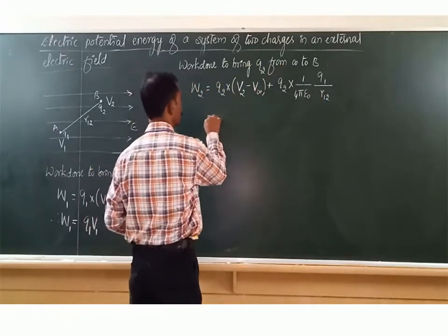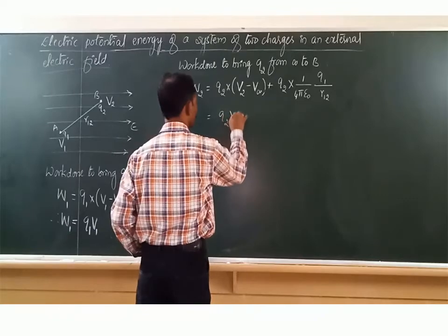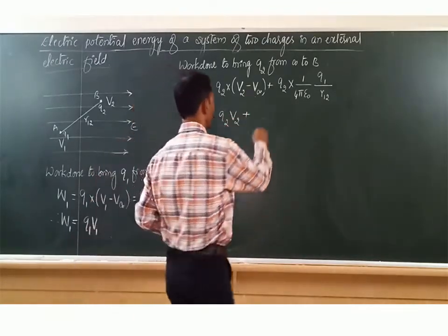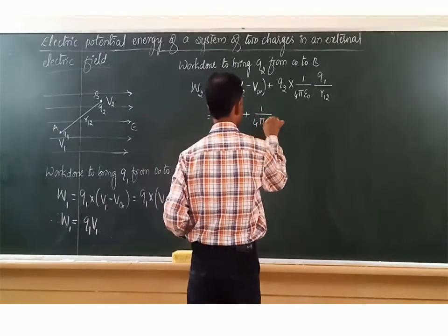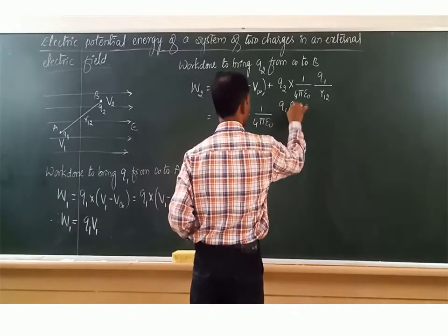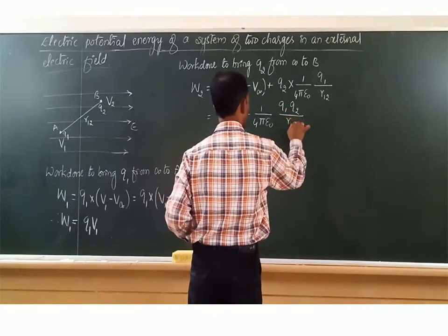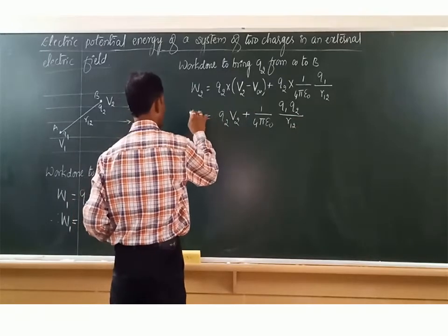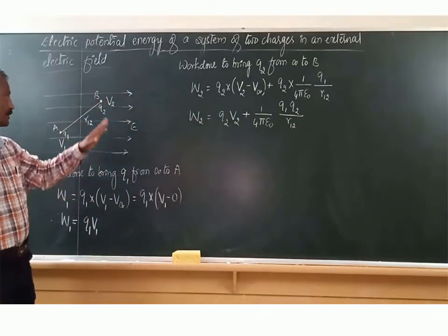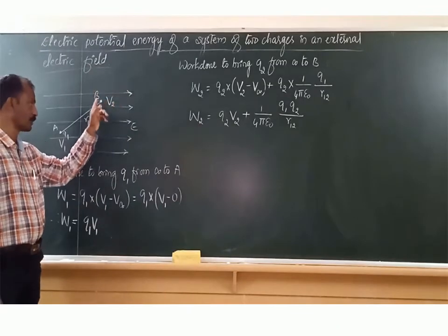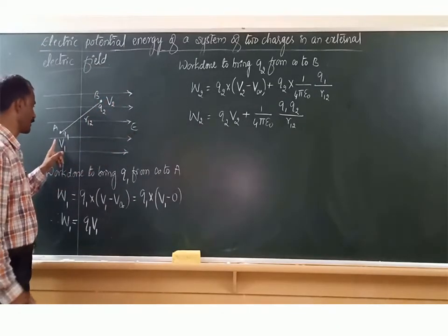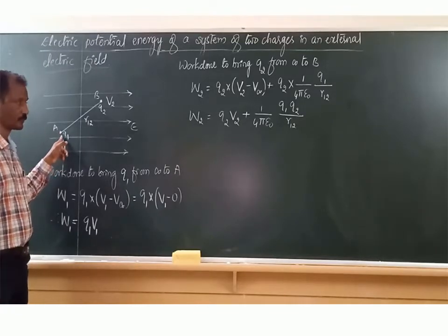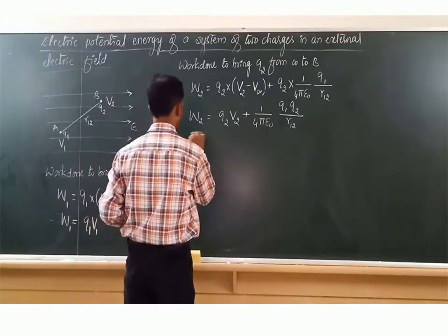So this is equal to Q2 into V2 plus, because V infinity is 0, 1 by 4 pi epsilon naught into Q1 into Q2 divided by R12. This is the total work done in bringing Q2 from infinity to point B against the external electric field and the electric field due to charge Q1.